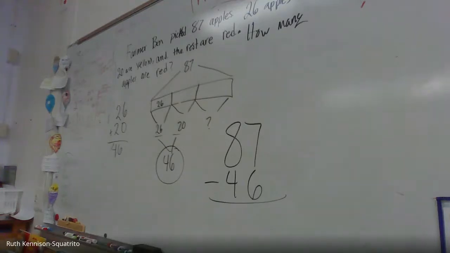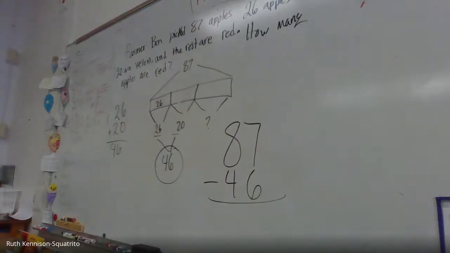You did not do the correct problem, Troy. Why did you write 87 minus 26? It's 87 minus 46, because we did 26 plus 20 equals 46. Our yellow apples plus our green apples equals 46. And then we say, okay, if we have 87 apples total, and we took away our 46 green and yellow apples, how many red apples do we have?